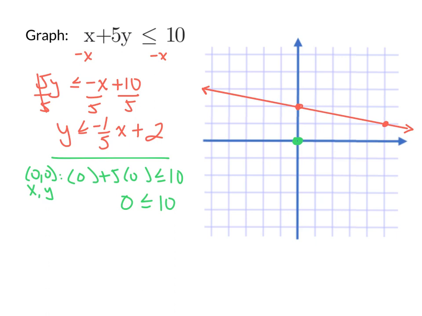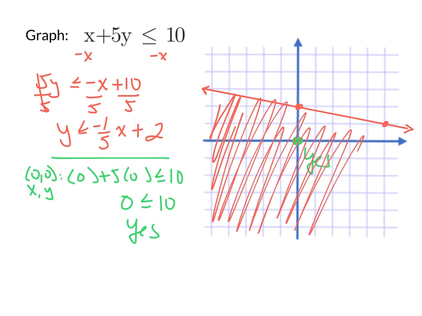But anyway, we look at that and we ask ourselves, is 0 less than 10? Well, yes, of course it is. So that means that point is a solution, and everything on this side of the line is going to be a solution. So this is the side that we have to shade.